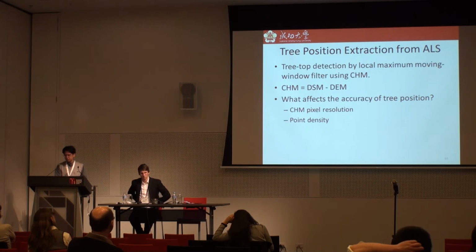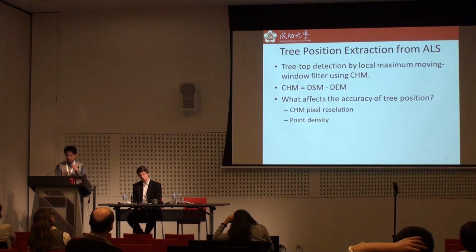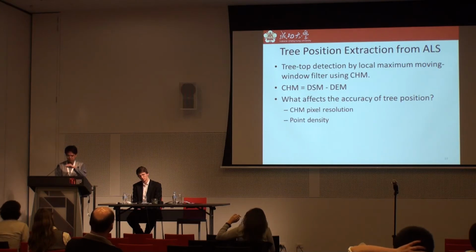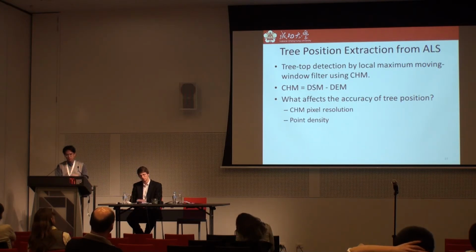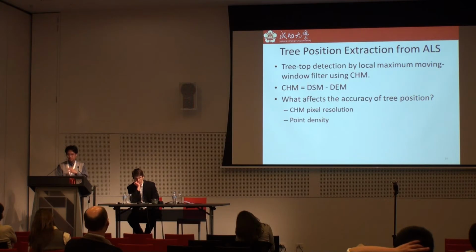To extract the tree position from the ALS data, we're actually extracting tree position by extracting the tree top. So in the ALS data, that's the DSM kind of thing. So we extract the tree top and then say that's the tree position. So it is a little bit different than the TOS data. In TOS data, we look at the points at the breast height, but in ALS data, we look at the top. The tree top detection is by a local maximum moving window filter using the canopy height model. And the canopy height model is just the difference between the DSM and DEM.